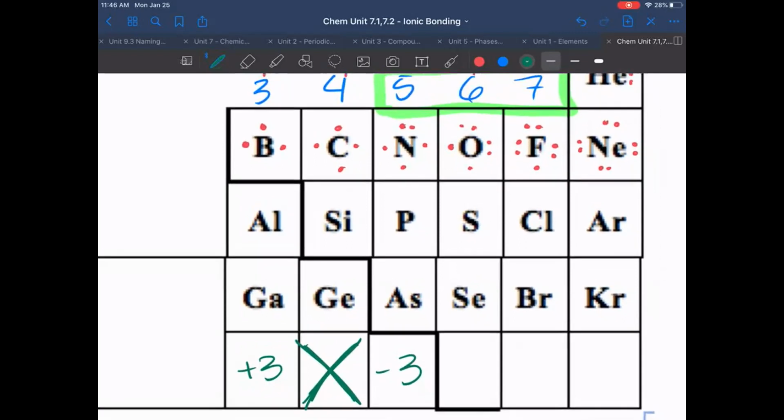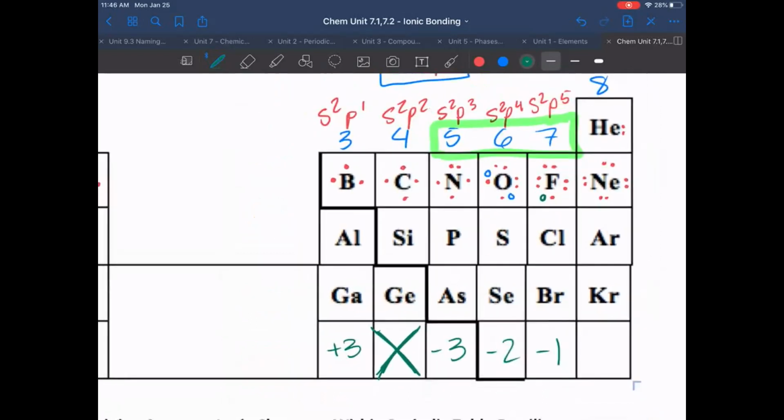So if we have a valence electron of 6, that means we are only 2 spots away from having our full octet. So we are going to gain 2 electrons and have a -2 charge. And lastly, fluorine is already at 7. It only needs to gain 1 more electron to be at a full octet. So its ionic charge is -1. What do you guys think about the noble gases? No, they're not going to have an ionic charge.